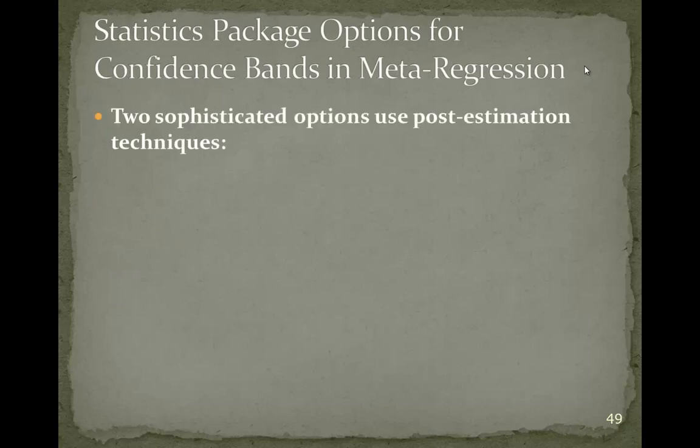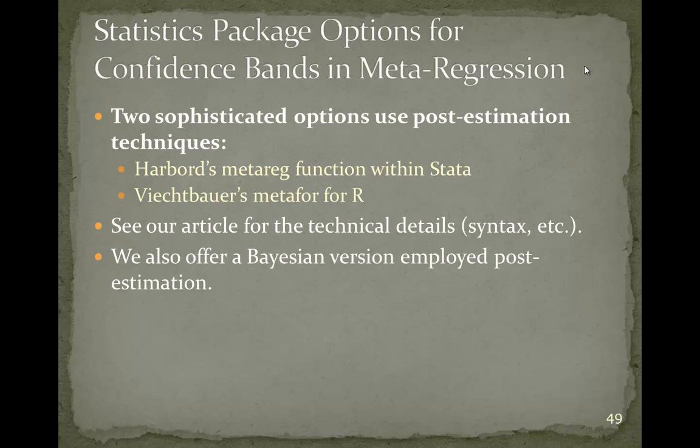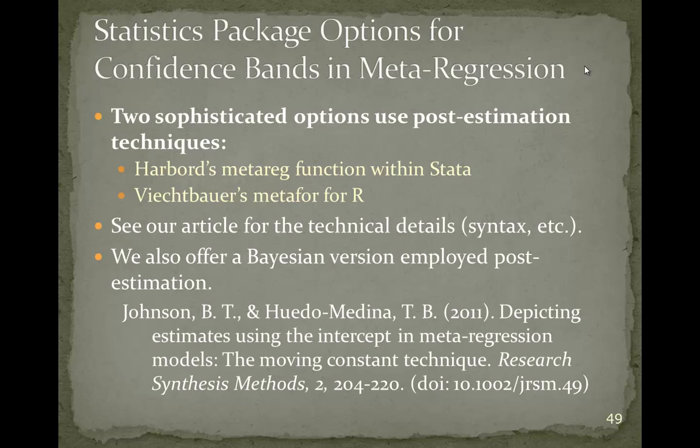There are other options that use post-estimation techniques. So they save your model in memory and then you can manipulate it. Harburg's metareg function in Stata does this very, very well, and so does Viechtbauer's metafor for R. I mentioned these before. So if you go and look at our article for technical details, you'll see syntax there. And we even offer a Bayesian version employed post-estimation, at least in the Stata instantiation. So there's the reference to the article. I think we have it at the very end of this talk too.